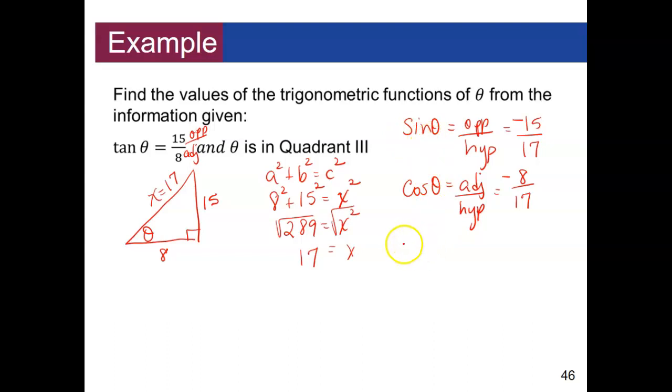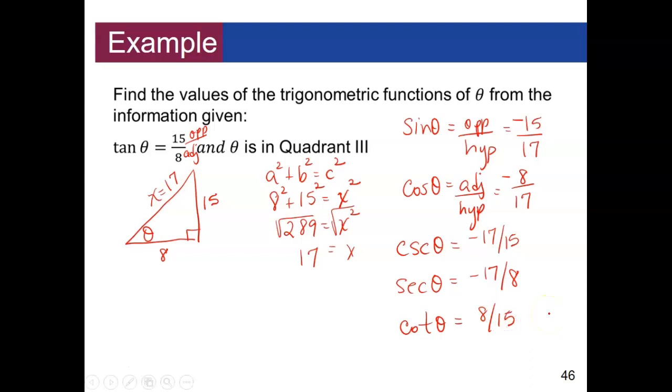The reciprocal of sine is cosecant. So if I flip this, I'll have negative 17 over 15. The reciprocal of cosine is secant, so that'll be negative 17 over 8. And the reciprocal of tangent is cotangent, so that's going to be 8 over 15. And that completes all the six trig functions.